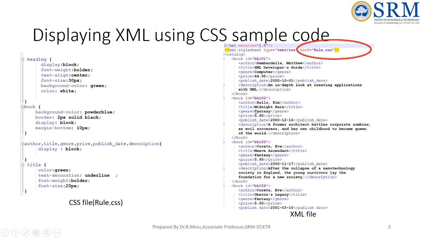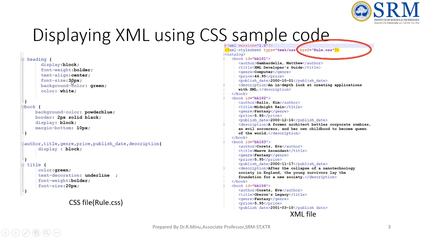For each book, the ID is given, and for each book, the details such as author, title, genre, price, publication date, and description are given as data. So it is a complete tabular data of your book XML. So we can use CSS to display the content of this entire table. So let's see how the CSS is written.